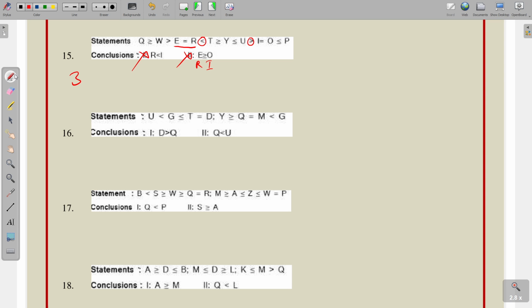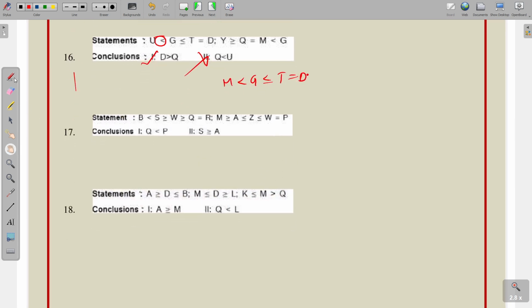Question number 60. D greater than Q. So D here, D equal to T, and also Q here. So Q equal to M. So M to G, it means M less than G, and G less than or equal to T, T equal to D. So first one is the correct one. Coming to the second conclusion, Q less than U. So Q here equal to M, M to G. So here already we have opposite sign, second one does not follow, only one is the answer.